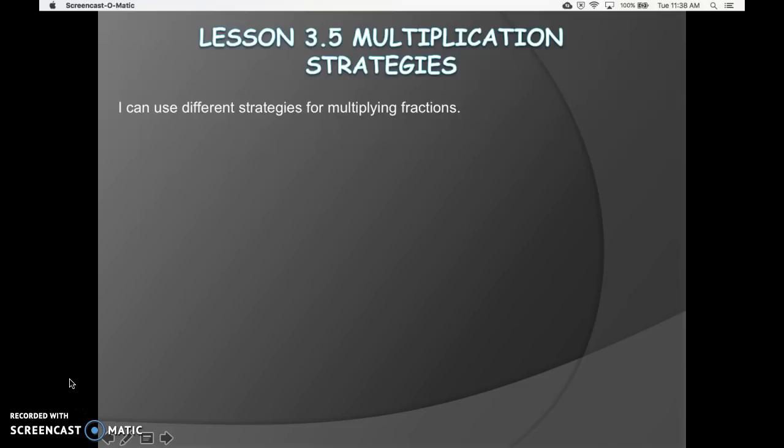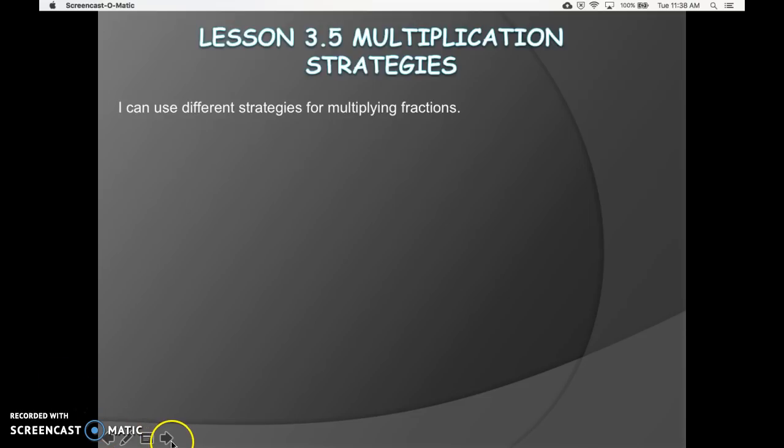This is one of my favorite lessons because I'm going to try to give you some shortcuts. I love shortcuts and I hope you do too. So your I can statement is I can use different strategies for multiplying fractions. We have a variety of ways we can approach these and you get to use what works best for you.